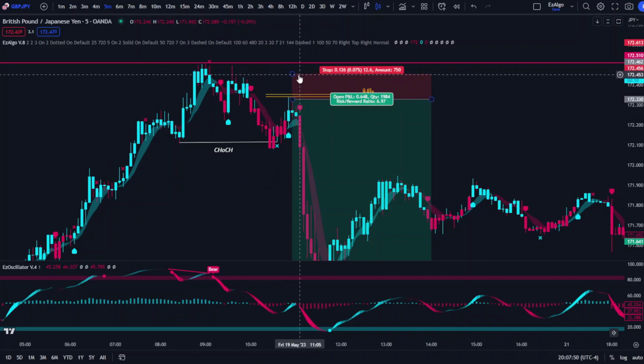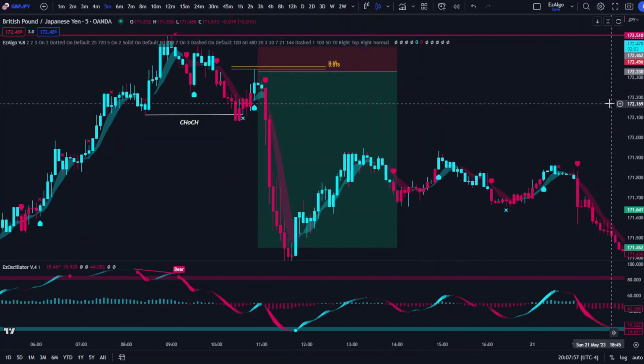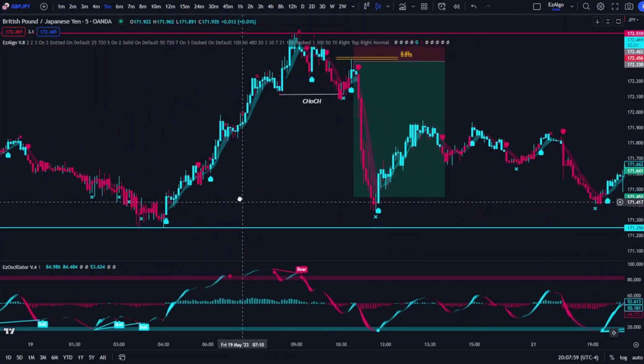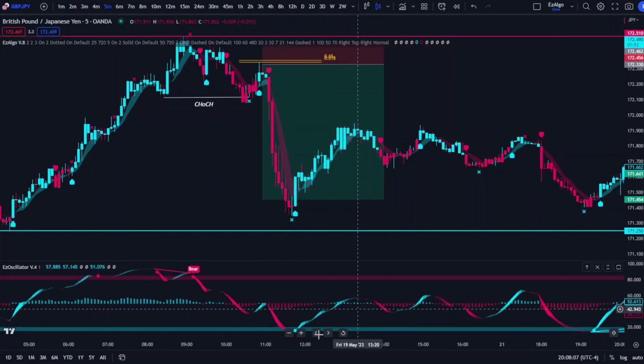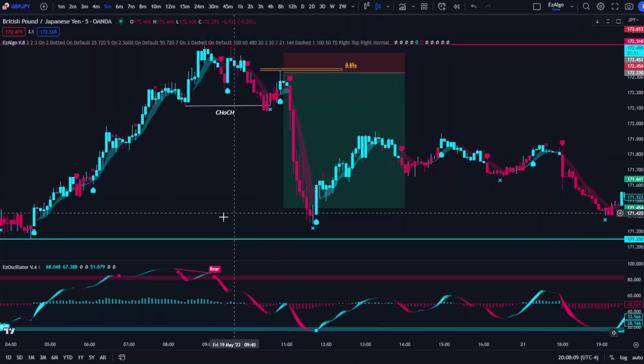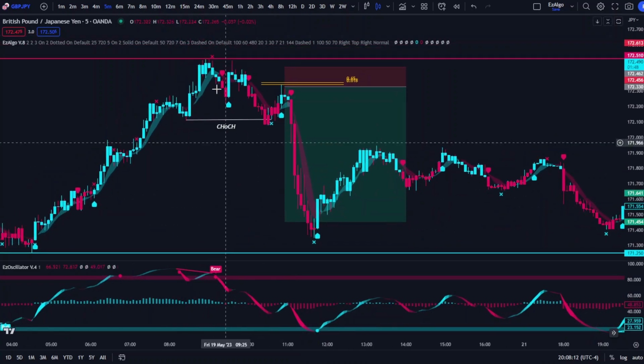In this case, I'd put my stop loss right above the golden pocket, because at that point my trade thesis is invalidated. And you'd simply be targeting these lows. I think you'd actually get out around here, because the Easy Oscillator is in the oversold zone. And we also saw a bearish divergence on the Easy Oscillator at the top too.